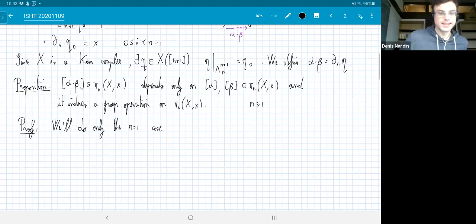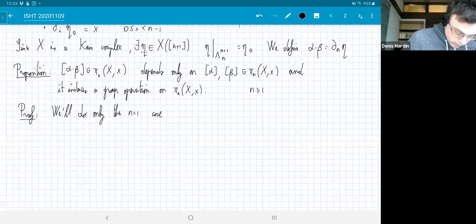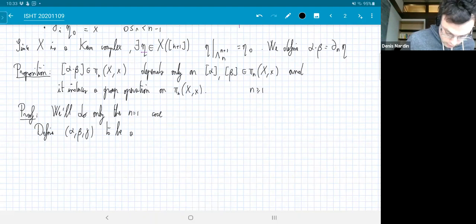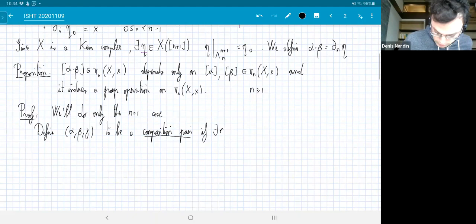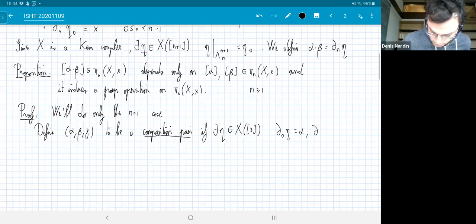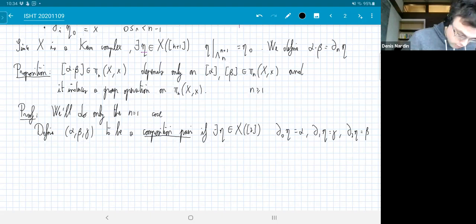Just to be clear, let me do a remark. Define alpha, beta, gamma to be a composition pair if there's eta, a two simplex, with zero face alpha, first face gamma, and second face beta. So you should think of this picture.